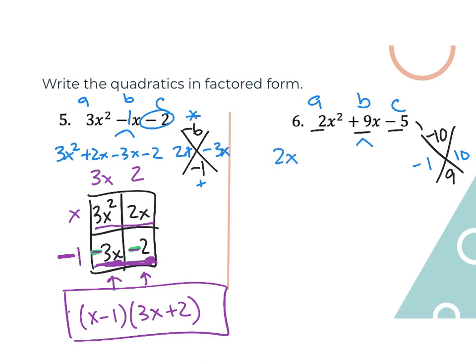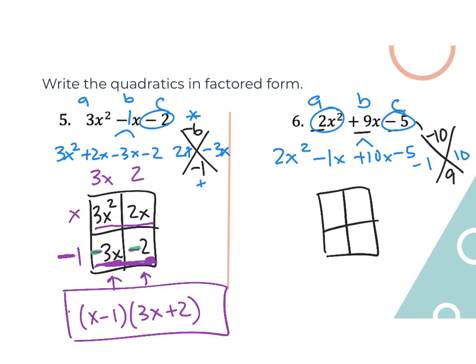That's 2x squared. Again, you keep the first and the last. So 2x squared minus 1x plus 10x minus 5. So here's my box. I've got 2x squared, negative 1x, 10x, and negative 5. And again, this is the same thing that we did in Unit 2 when we would multiply binomials. We're just doing it in reverse. We're starting with the inside products and we're taking those apart.